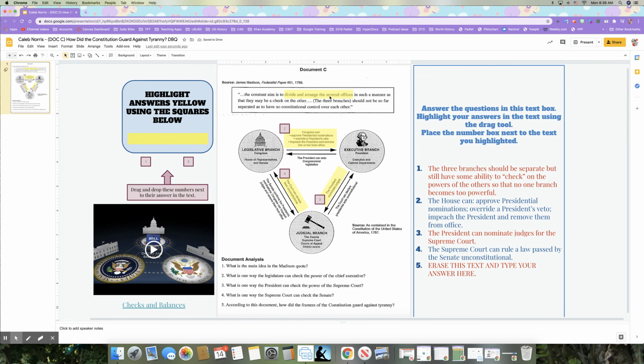Okay, and then I'm going to copy that. They may be a check on the other, and have constitutional control over each other. Okay, and this is for my number 1.